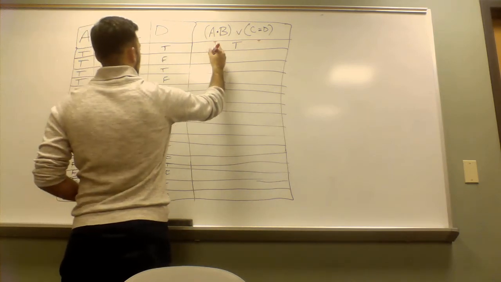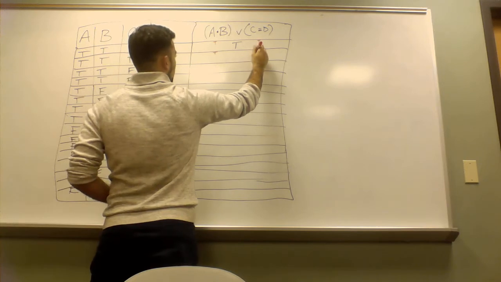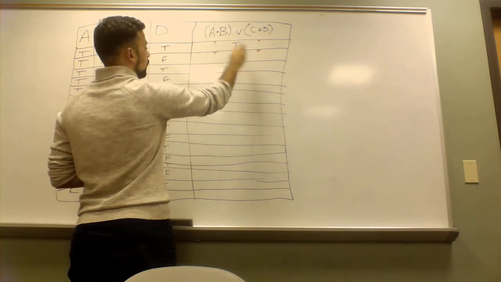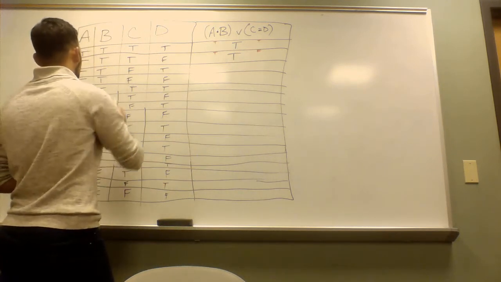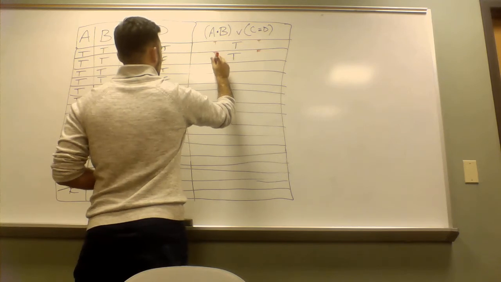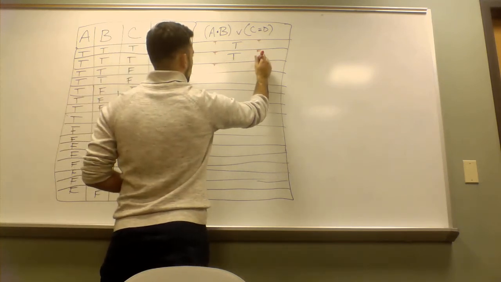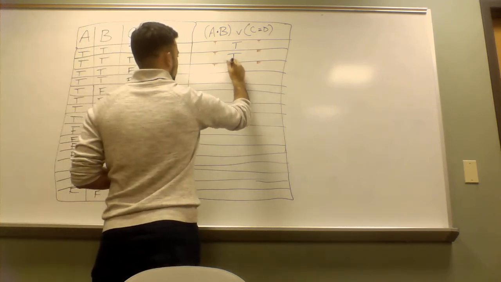Now again, A is true and B is true, so that's true. Now here, C is true and D is false. That makes this one false. Still, we have true or false. The statement as a whole is true. Here again, A is true and B is true, so that part is true. C is false and D is true. False. True or false, so true.